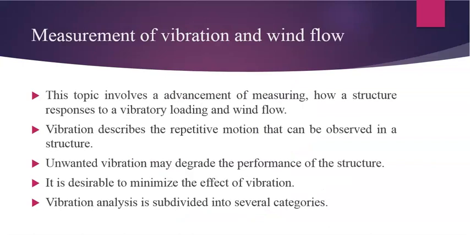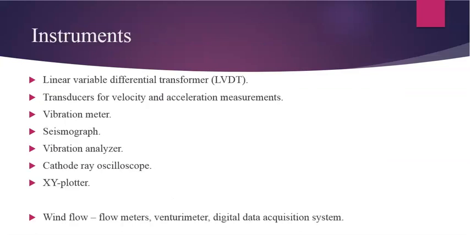The next topic is measurement of vibration and wind flow. This topic involves the advancement of measuring how the structure responds to vibratory loading and wind flow. Vibration describes the repetitive motion that can be observed in a structure. Unwanted vibration may degrade the performance of the structure. It is desirable to minimize the effect of vibration. Vibration analysis is subdivided into several categories, which are free and forced vibration, sinusoidal and random vibration, linear and rotational. These are the instruments used to measure the vibration and wind flow.